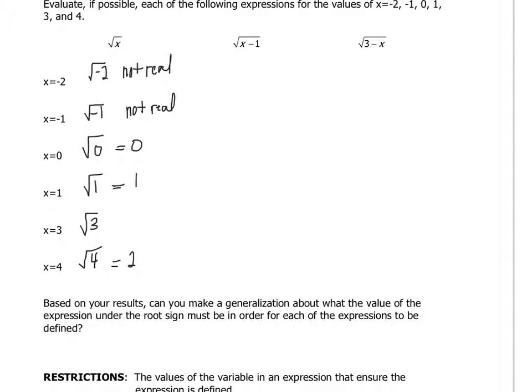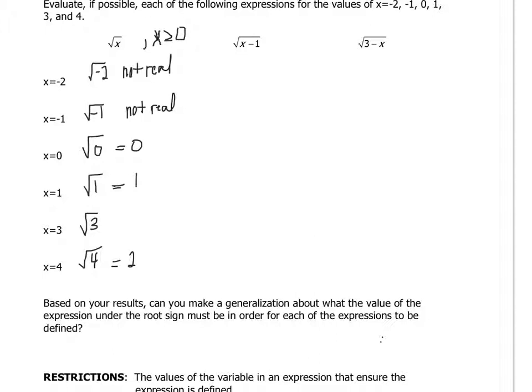And the square root of 4 is 2. So if we look at the values for x in this particular expression, it seems like only those values that were bigger than or equal to 0 were values for which this expression is defined. So x bigger than or equal to 0 seems to work here.